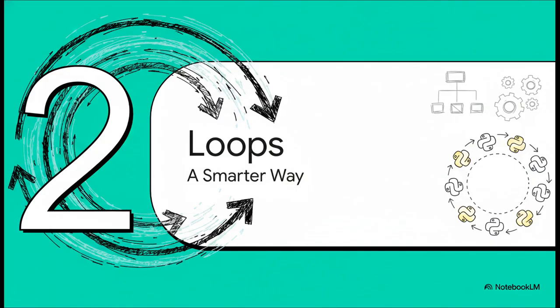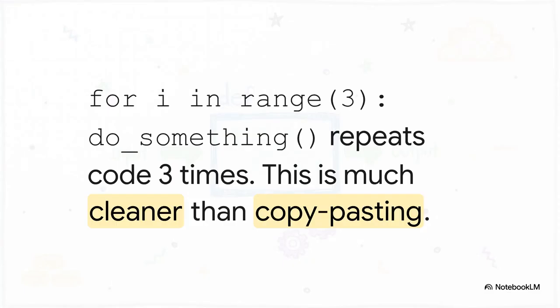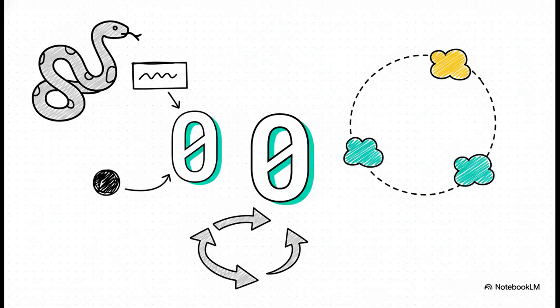Well, our first tool in the toolbox is the loop. It's a much smarter way to handle tasks that you know need to be done a specific number of times. I mean, look at this. It's so much more elegant than just copy-pasting, right? This one little line, for i in range(3), basically tells the computer, hey, see that code indented below me? Run it exactly 3 times. So much cleaner.